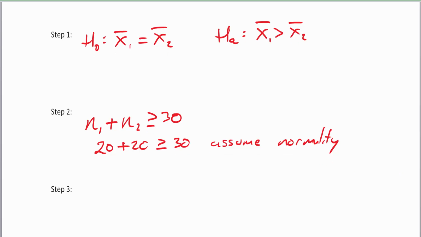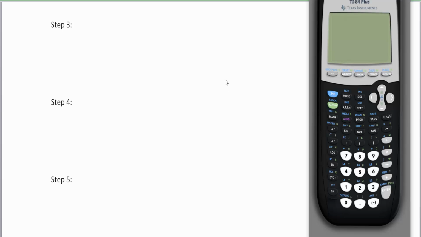Okay, step 3 is to go to the calculator, and that will get us step 4 and step 5, because step 3 is going to have us do the two sample z-test. So if I click on STAT, and click over to TESTS by clicking right 2 times, or I could click left 1, you can see that the two sample z-test is option number 3.